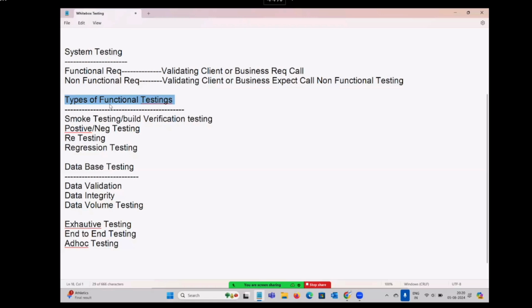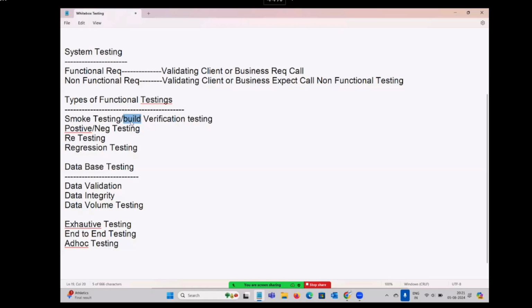The first one is smoke testing, also called build verification testing. What is the meaning of the build? After completion of development, the developer will release the developed application to the testing engineer. The developed application is nothing but called a build.